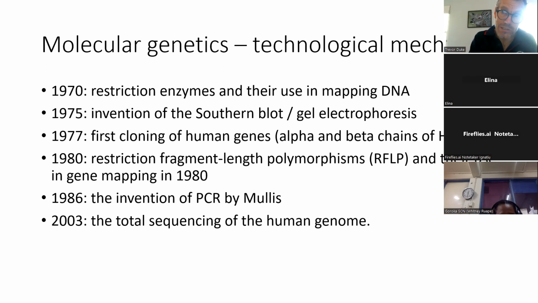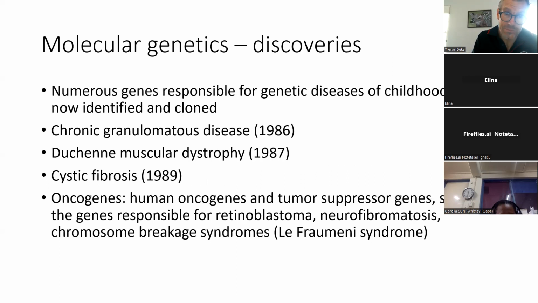The polymerase chain reaction was identified in the 1980s, and then, I guess not the final, but one of the big advances was the total sequencing of the human genome, which means that all of the genes in the human body have been mapped in some way. And now there are techniques called whole exome sequencing that enable you to map the entire genome.